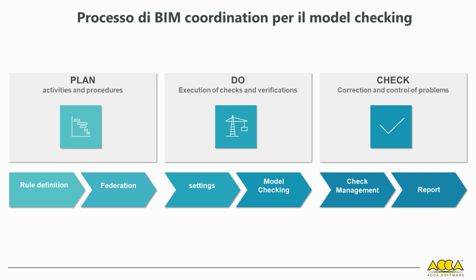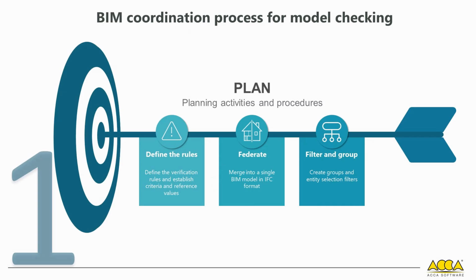The operational workflow of usBIM.checker consists of 3 macro phases: planning of activities and procedures, execution of controls and verification, control and correction of detected problems. Each phase is further subdivided into subphases: definition of rules, federation of models, parameter settings, model checking, check management, verification report. In the planning phase, you establish verification rules and reference values to be respected.